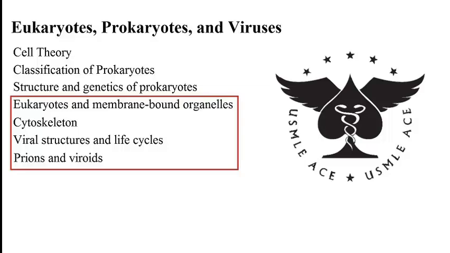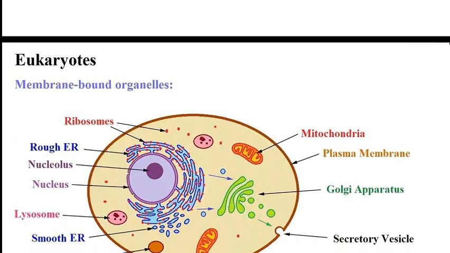So in our first lecture we've discussed the cell theory and we discussed the classification of prokaryotes, their structures as well as their genetics. Now in this video we would like to focus more on eukaryotes, their functions of their different membrane bound organelles, discuss their cytoskeleton, and then finally go over the modes of the viral replication, discuss prions and viroids, starting with eukaryotes.